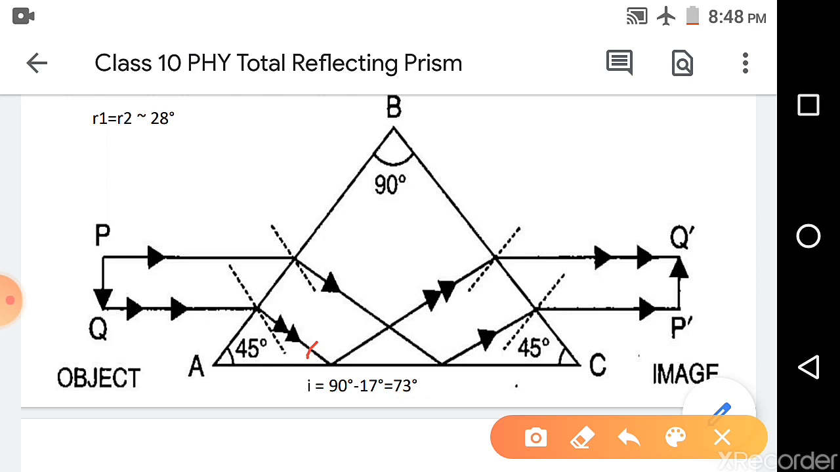Because this is a triangle, and for this triangle we have this angle 45 degrees. This angle is also 45 degrees, and 90 degrees, because the normal is drawn here. So this angle is 90 degrees, plus there is an angle of refraction which is taken as 28 degrees. That means this part is 28 degrees. So this total angle is 90 plus 28, so the remaining angle for the triangle will be 17 degrees. So this is taken as 17 degrees, and that's why the angle of incidence when the light ray is incident on the surface AC is 17 degrees.